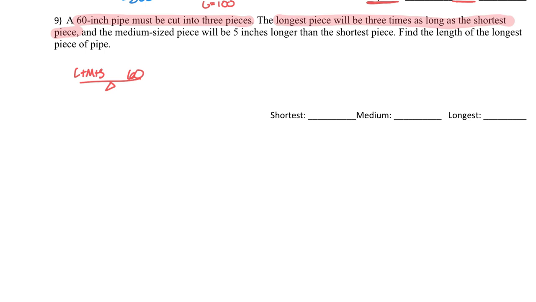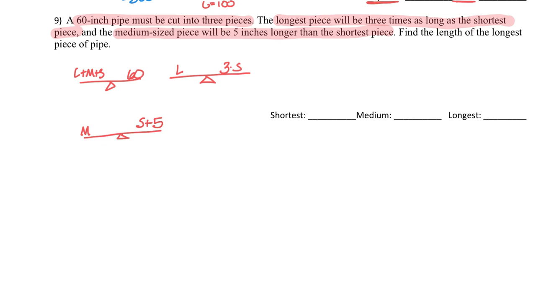All right? What we could do with that is say that the longest piece is going to balance with 3 times the shortest piece. All right. Then we're also told that the medium-sized piece is 5 inches longer than the shortest piece. So that gives us yet another scale that we can draw. And we could say the medium piece is equal to 5 inches longer than the shortest piece.